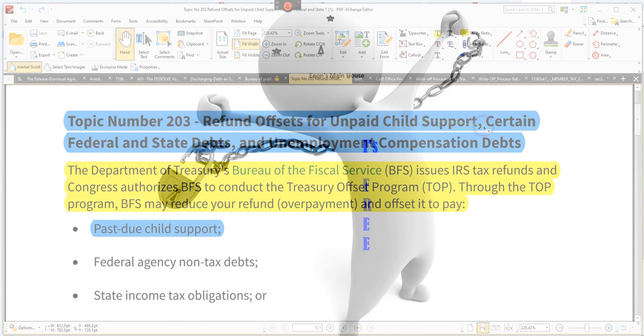Refund and offset for unpaid child support, certain federal and state debts, and unemployment compensation. The Department of Treasury, Bureau of Fiscal Services, issues IRS tax refunds, and congressional authority authorizes the Bureau of the Fiscal Service to conduct the Treasury Offset Program. Through the Treasury Offset Program, the Bureau of Fiscal Services may reduce your refund overpayment and offset it to pay past due bills. Bureau of Fiscal Services issues tax refunds, not the IRS.